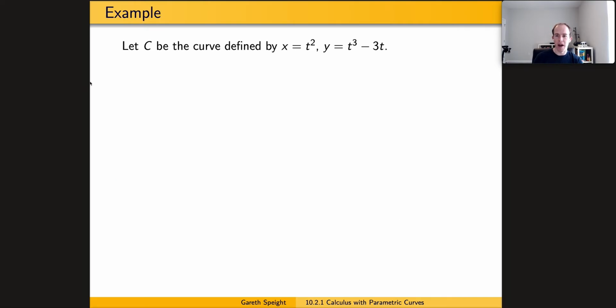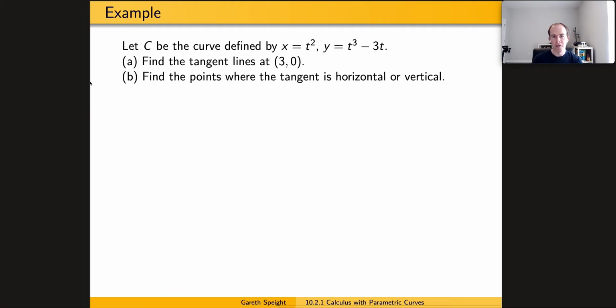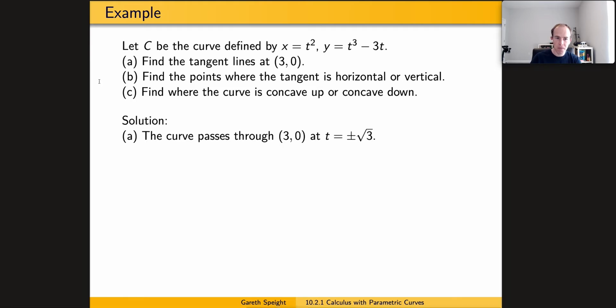Let C be the curve defined, in parametric equations, by x equals t squared, y equals t cubed minus 3t. Let's try to find the equations of the tangent lines at (3, 0), so x equals 3, y equals 0. Find the points where the tangent line is horizontal or vertical, and find where the curve is concave up or concave down. So it's a simple application of the things we just talked about.